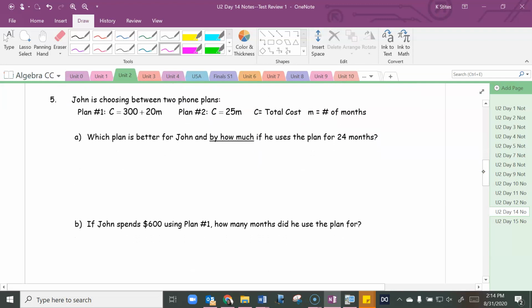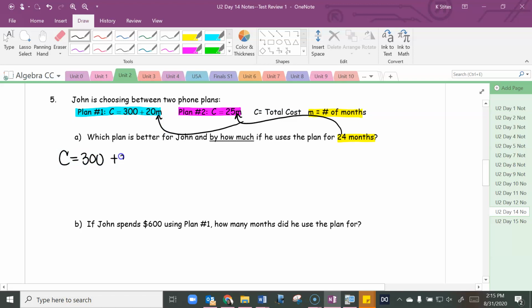Number 5, we have 2 phone plans. Here's plan number 1. Here's plan number 2. And C is our total cost, and M is our number of months. Which plan is better for John, and by how much if he uses the plan for 24 months? So again, we want to look at our number. It's 24 months. That means it's going in place of M. And we are going to need to plug that into both equations.